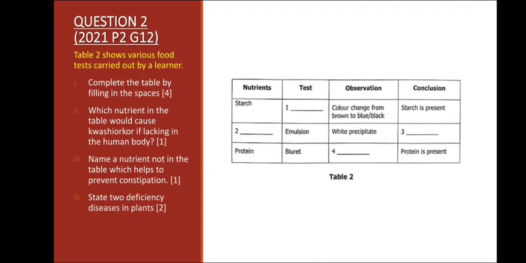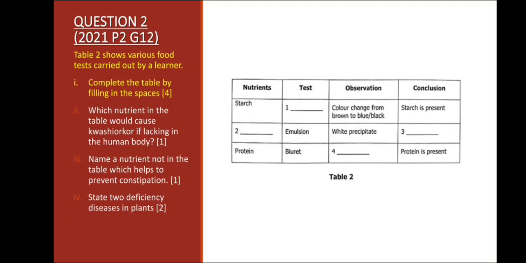Then under conclusion we've got starch is present, protein is present. Okay, so that's what we have under table 2. First question: complete the table by filling in the spaces. So let's look at what is happening here.